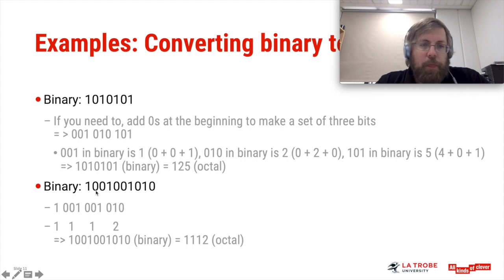Similarly, 100101010 in binary. We add 2 zeros to make it 12 bits, a multiple of 3, and then that's 001, 001, 001, 010, which is 1112. So 10010001010 in binary is 1112 in octal. Okay? Binary to octal, pretty straightforward. Just group them into groups of 3 and take the result, and that's your octal digit.